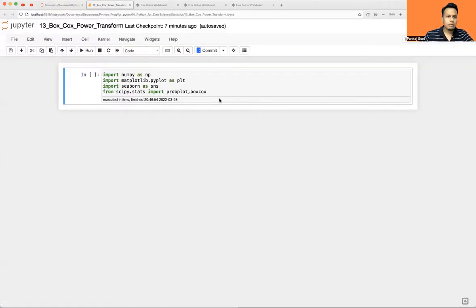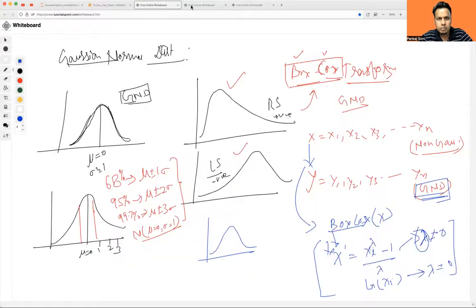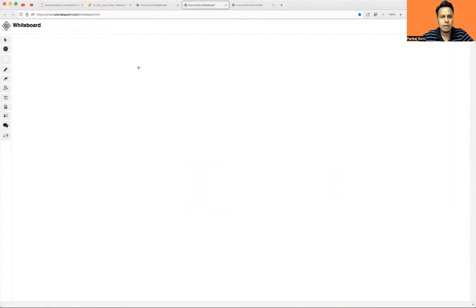So as usual, I'll be importing libraries called numpy as np, matplotlib, seaborn, and scipy.stats. In this we have probability plot, right, and Box-Cox. Okay, let me show one more time. I think in the past video I talked about the QQ plot, right?